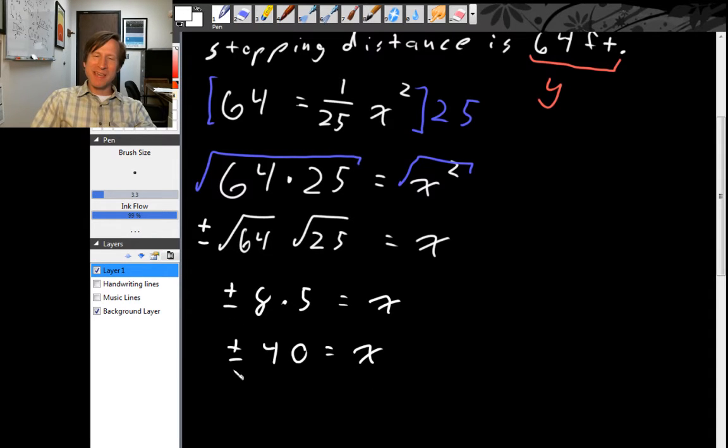Now, it doesn't really make sense to have a negative speed. Speed has to be either 0 or positive, and so really we should choose the positive value for x here. So we'll choose x is 40, and so the car must have been going 40 miles per hour.